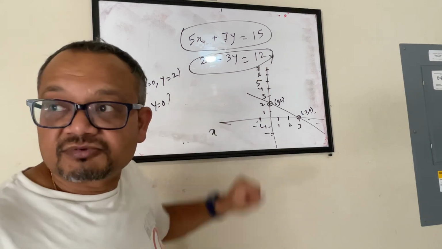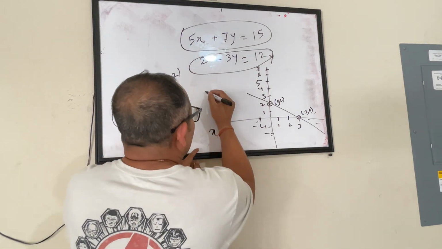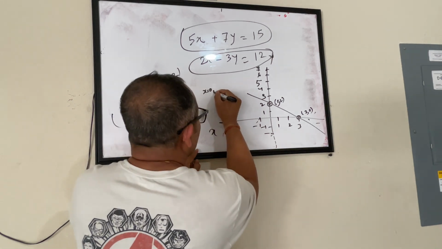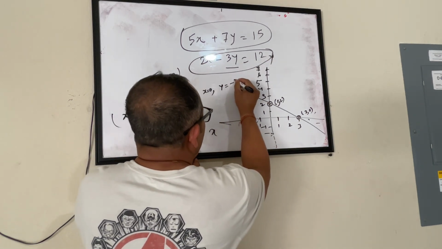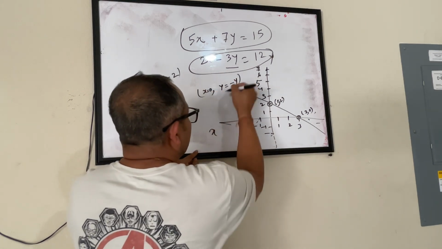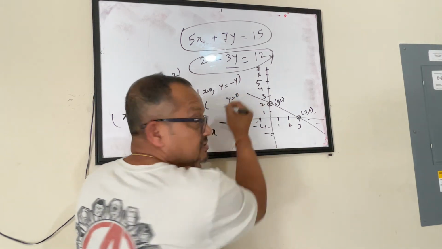2x minus 3y equals 12. So I'll pick the first point when x is 0. When x equals 0, what is the value of y? This becomes minus 3y equals 12. So y equals minus 4. This is my first point. Then, again, I'll put y equals 0.